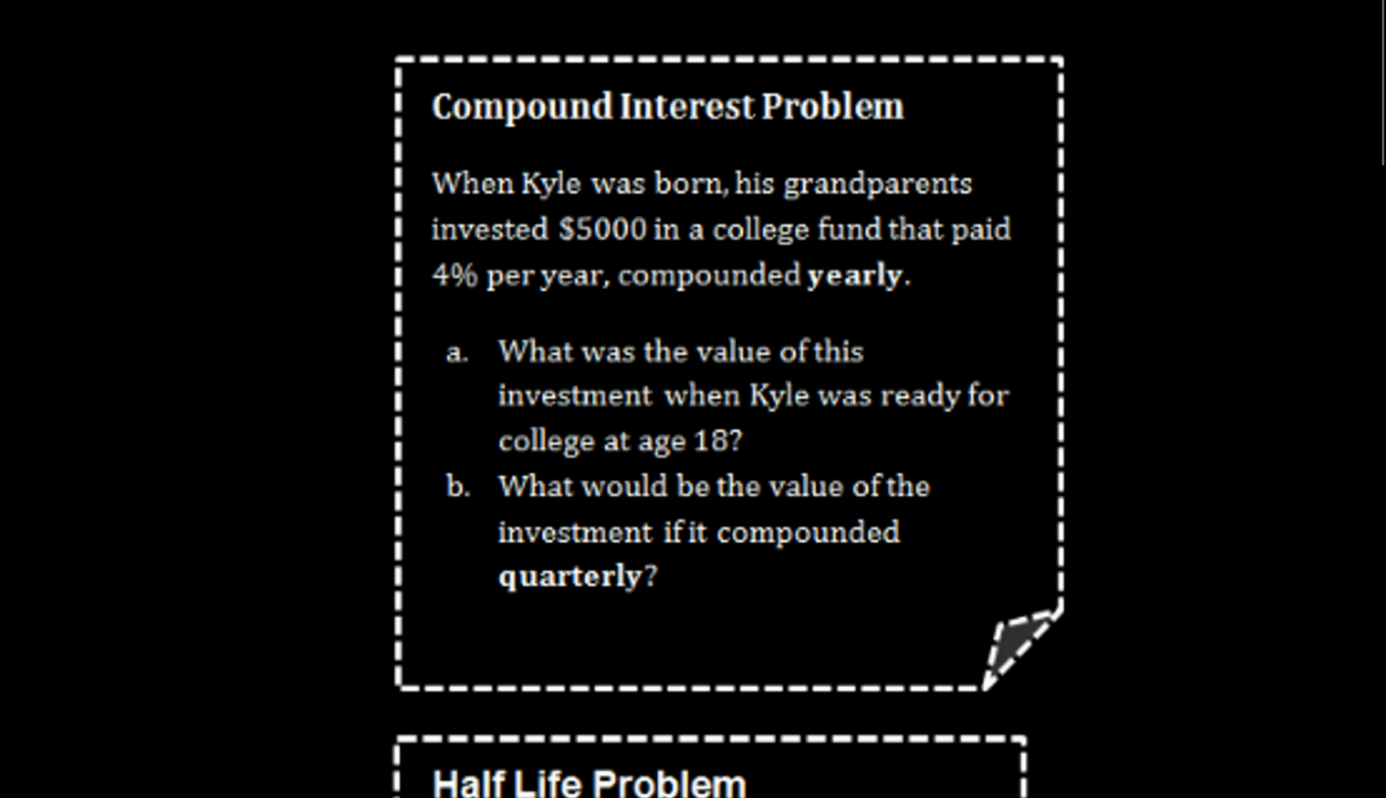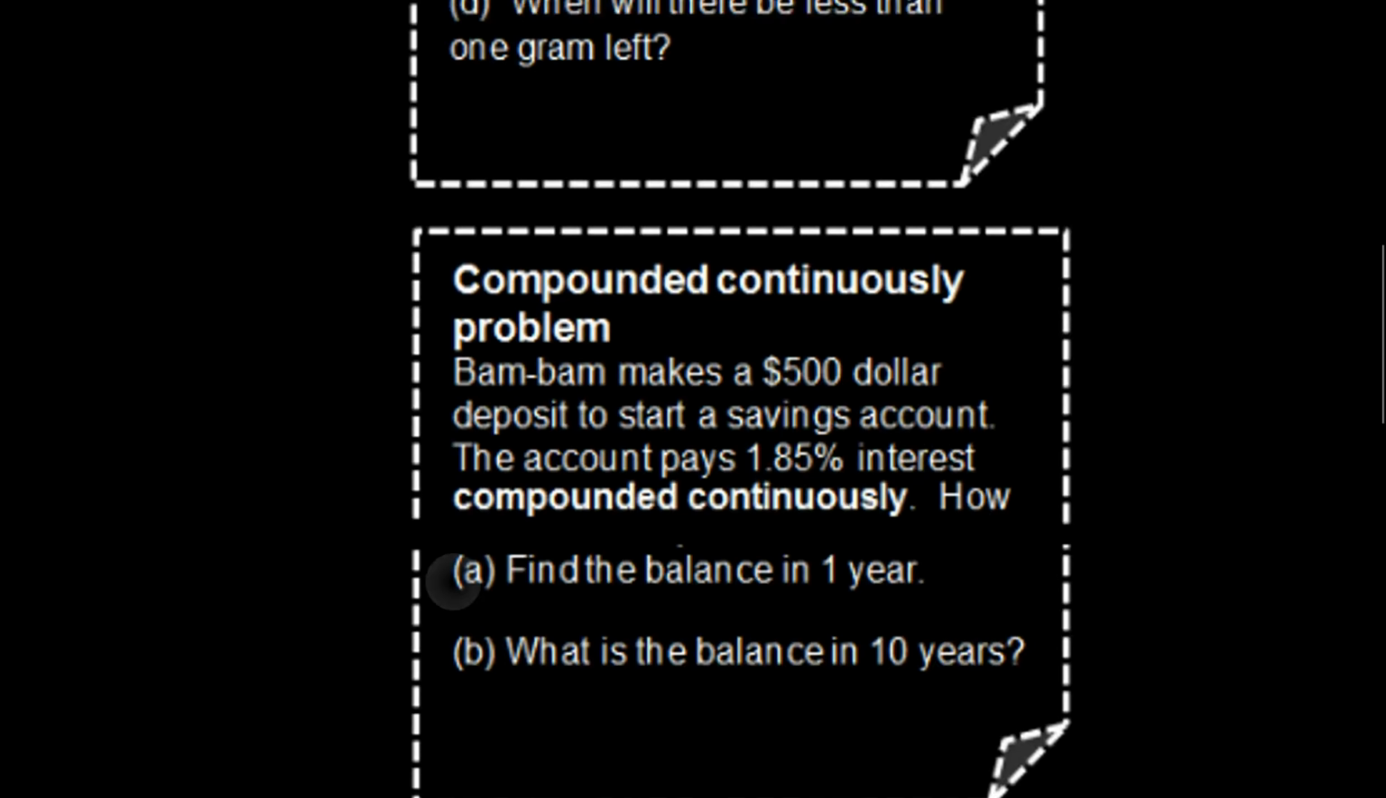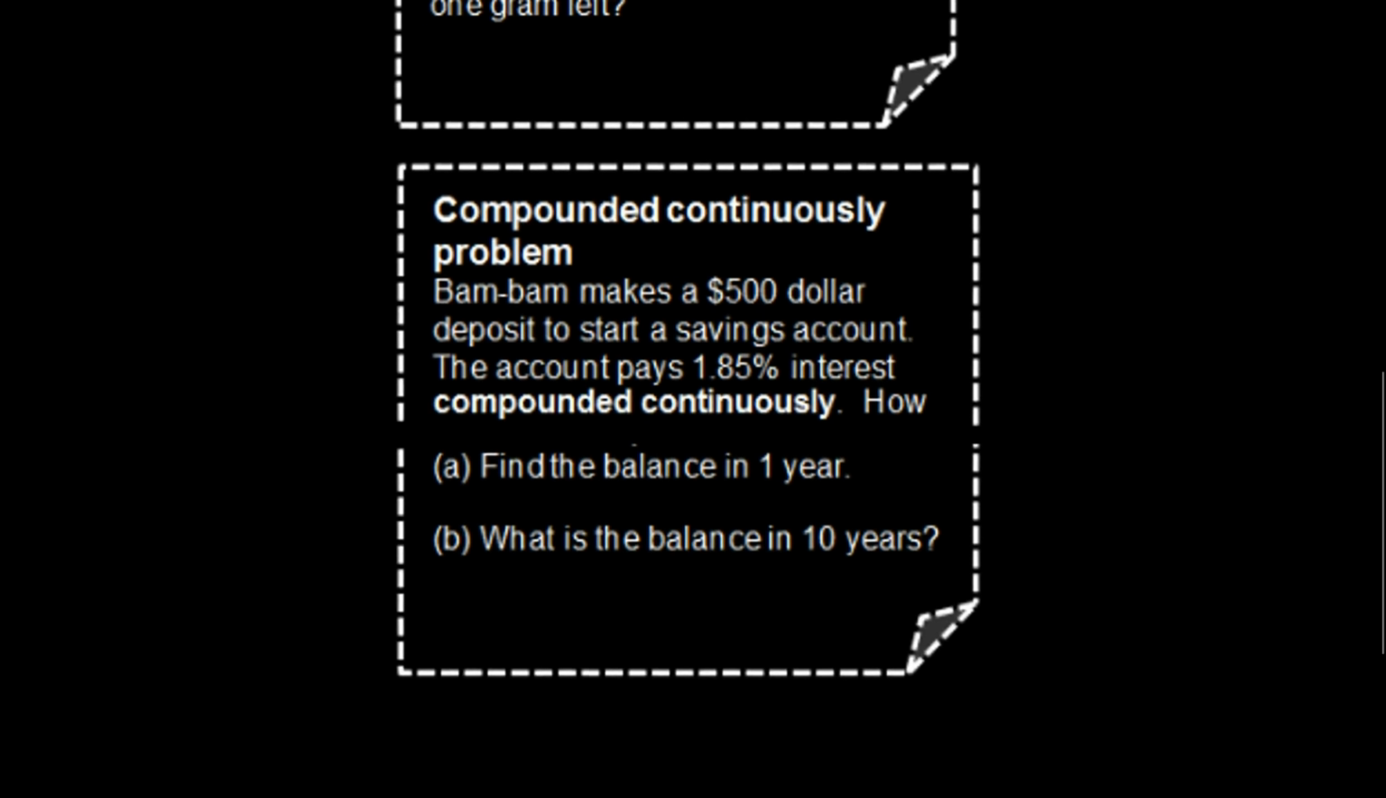There are 3 different types of equations that we can create while using these log and exponential word problems. Now, the first is when you're compounding interest. The second is where you have half-life. And the third is where you're compounding interest continuously.